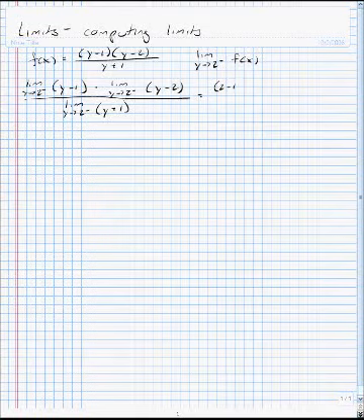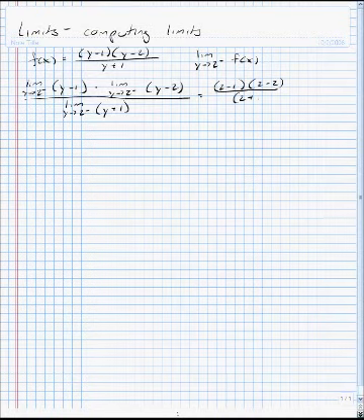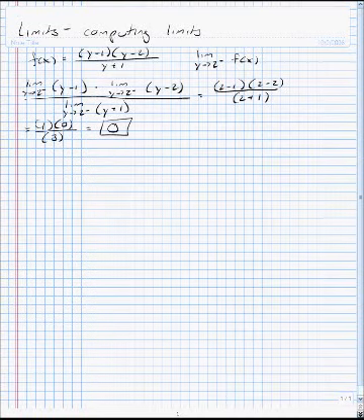So we'll have 2 minus 1 times 2 minus 2 over 2 plus 1, which is equal to 2 minus 1 is 1, times 2 minus 2 is 0, over 2 plus 1 is 3. Because of that 0, the whole thing is going to be 0. So the limit of f of x as y approaches 2 from the left is 0.